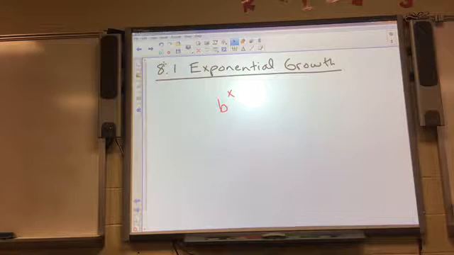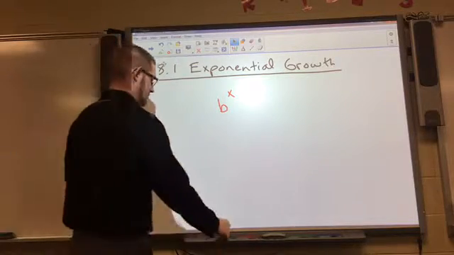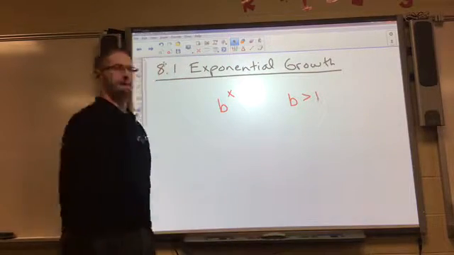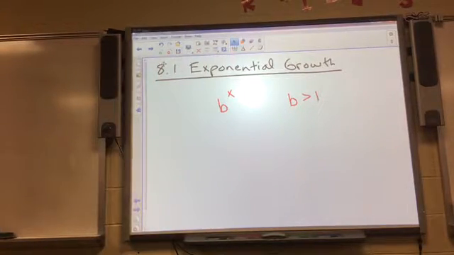Your base has to be a positive number other than 1. So b has to be greater than 1 for this to work. Nope, it has to be greater. It could be 1.1, because if it's just 1, nothing is going to change. 1 to the 5th power is 1. 1 to the 2nd power is 1. Does that make sense? 1 to any power is just going to be 1. So it has to be greater than 1. Otherwise, there would be no point in having an exponential function.